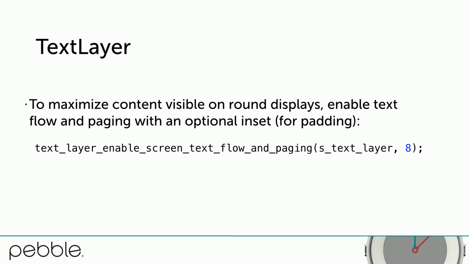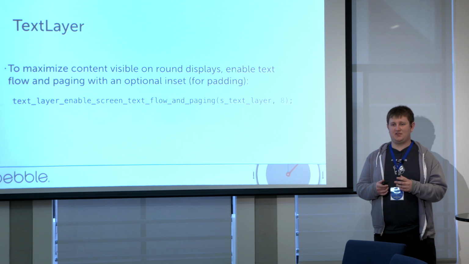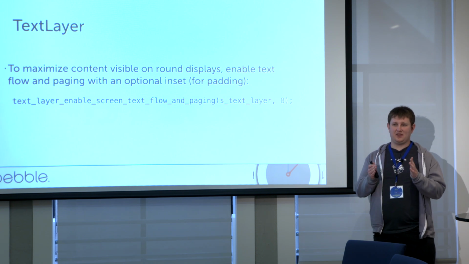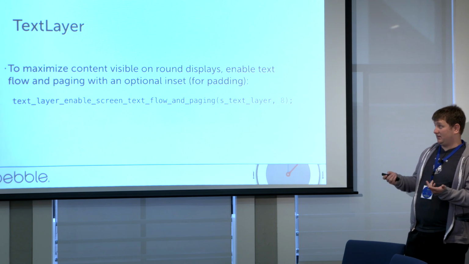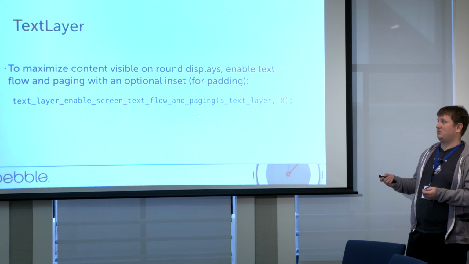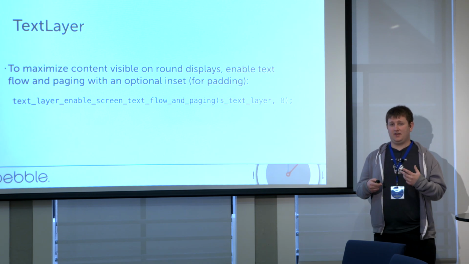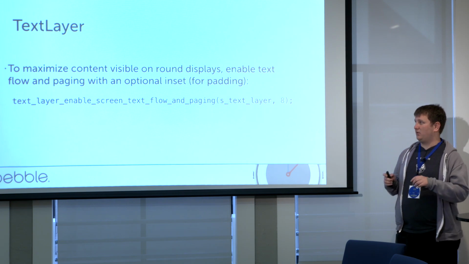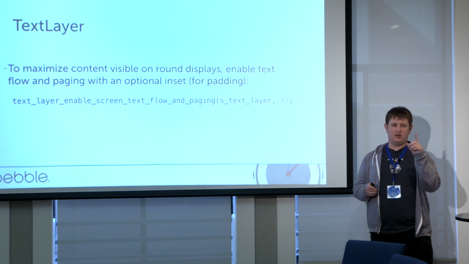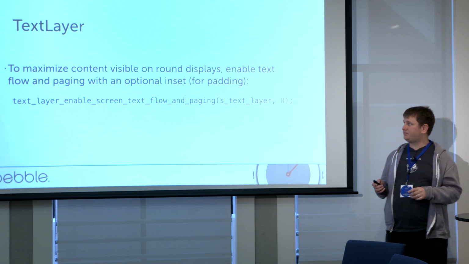Text layer is a component that is sort of radically different between a rectangular and a round display. It's basically the idea that you want to take advantage of as much real estate of the screen that you can. And on round displays, you can't just draw text as if it were in a rectangular frame. Heiko talked about this yesterday, but the basic idea is we have this new text layer enable screen text flow and paging function. And you pass in a text layer and an inset that allows for some more padding, and that will automatically flow your text with the shape of the display.